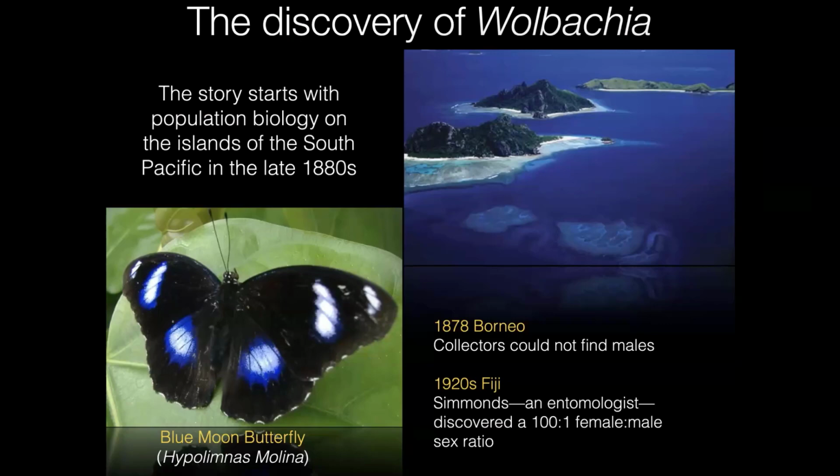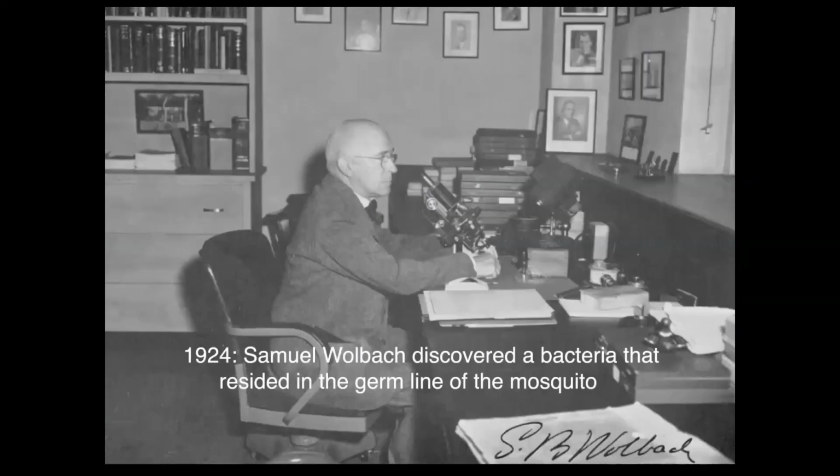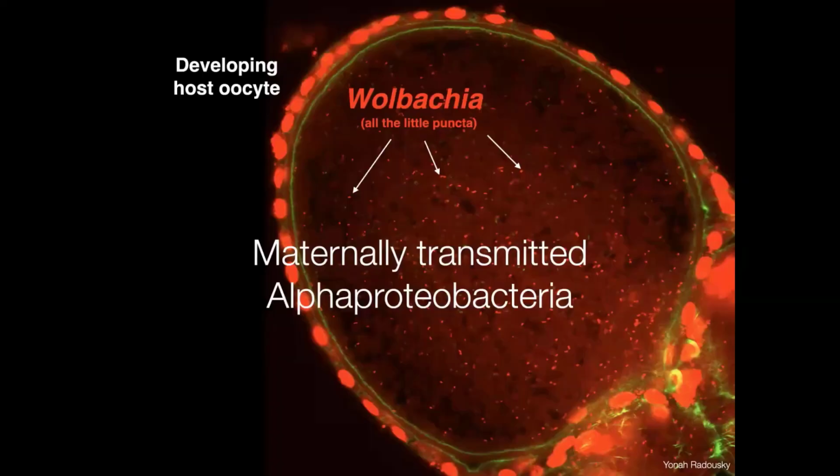So for any of the evolutionary biologists in the audience, this is obviously surprising. And then if you were here last week, you would know that later on, Samuel Wolbach discovered a bacteria that resided in the germline of the mosquito. And it turns out that this is the endosymbiotic bacteria that we now call Wolbachia based on that discovery.